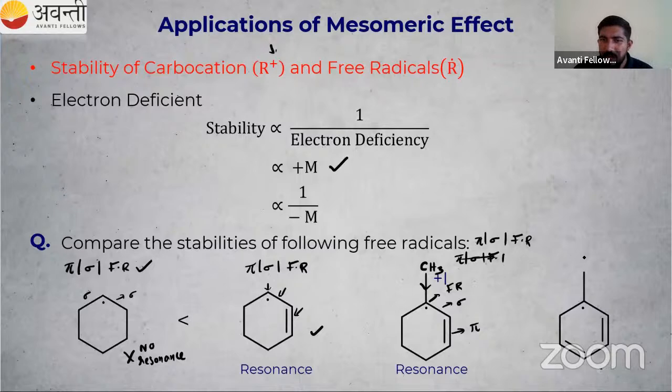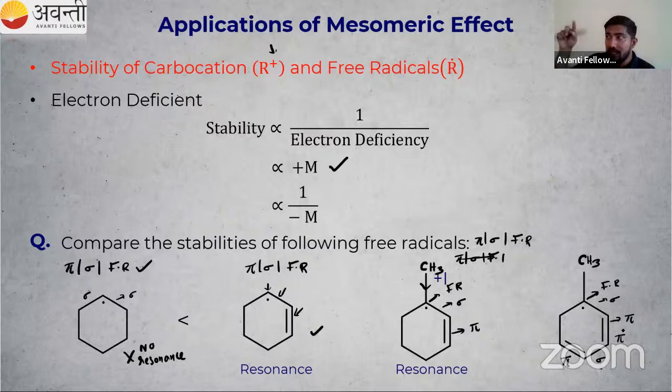There is a CH3 group present, so it will show plus I, of course. Then we have a free radical, a sigma bond, and a pi bond. So resonance is possible, right? Then check one more case. Here we have pi, here sigma, here pi. That is also a condition for resonance. There is delocalization of pi electrons.